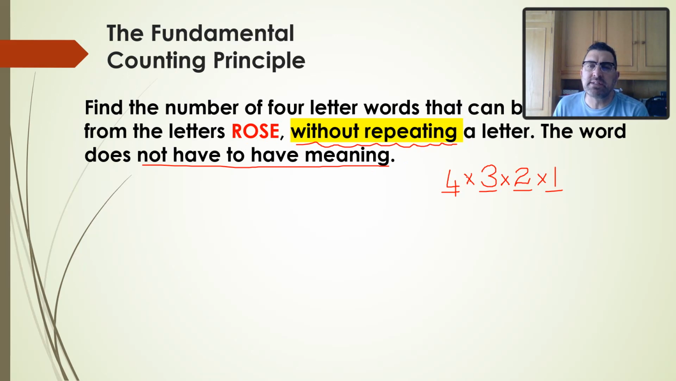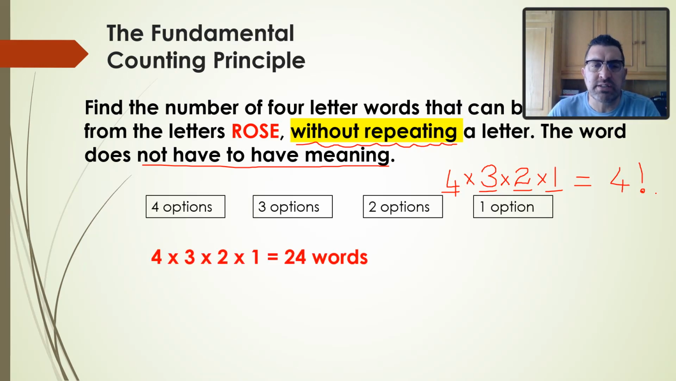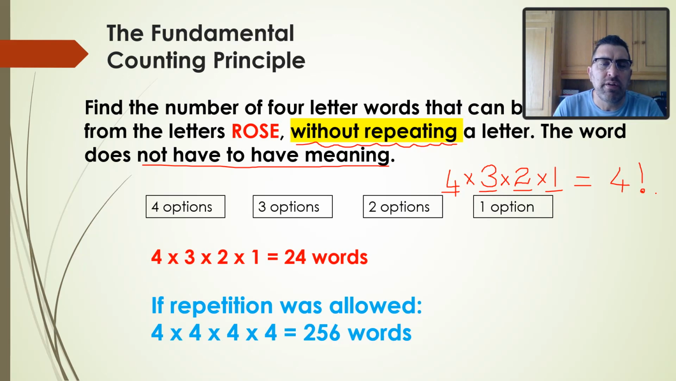ways. Okay, so here we're going to give it a name, we're going to call it 4 factorial. 4 factorial is simply just 4 times 3 times 2 times 1. If there were 6 letters, it would be 6 factorial ways that we can arrange them. Okay, so very important that you understand the shortcuts as well. So there was 4 options. 4 options gave us 24 words, which is equivalent then to our 4 factorial.